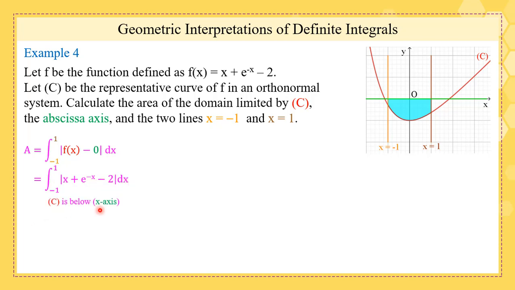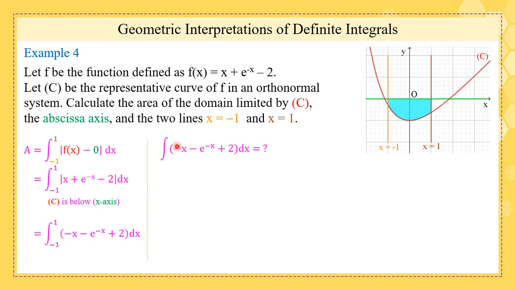Since c is below the x-axis, then the value within the absolute value is negative. C below x-axis, then f is negative. Then we multiply the value within the absolute value by minus. We get integral from minus 1 to 1 of minus x minus e minus x plus 2 dx.